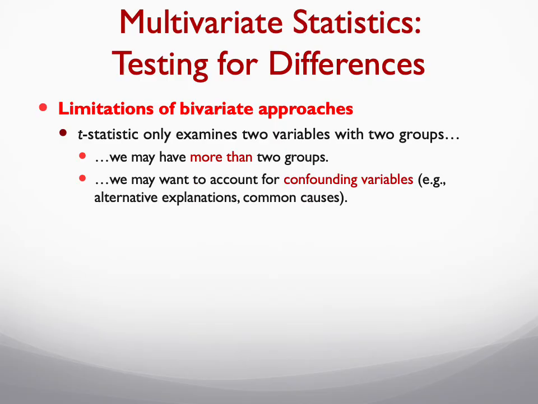And also, we might want to, again, account for confounding variables, common causes, alternative explanations that we think might be relevant for the analysis that we're doing. So we want to look at an analysis that's going to enable us to account for 2 or more groups at a time and also include these third variables, these confounder variables in the analysis.